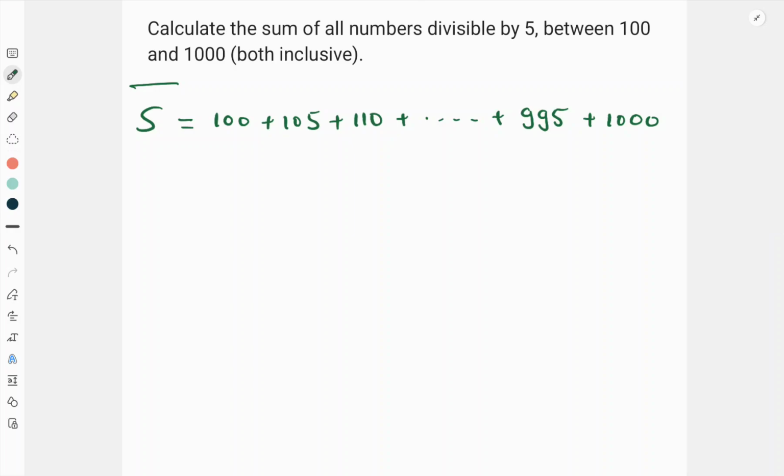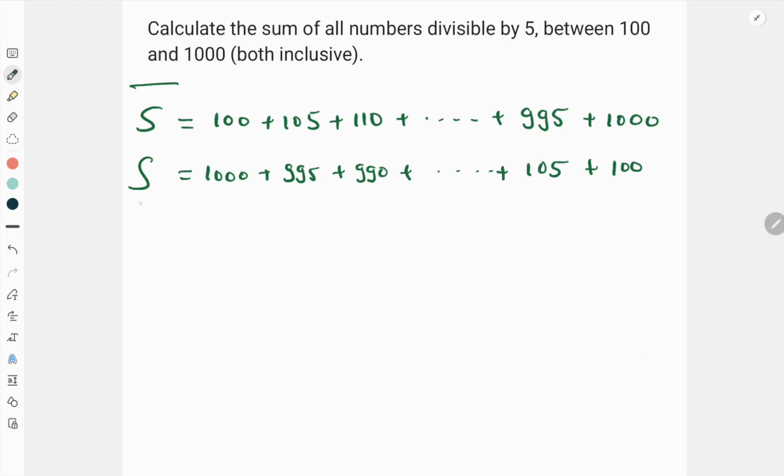In general, this is only a slightly tedious problem. We can do this summation by hand, but again, as mentioned before, there has to be a better way of doing it. The way we did it last time was to write the summation S again in reverse. We are going to try to do the same thing and see where it leads us. So S is also equal to, writing it in reverse, 1000 plus 995 plus 990 plus so on all the way to 105 plus 100.